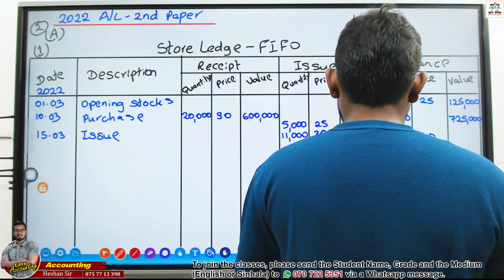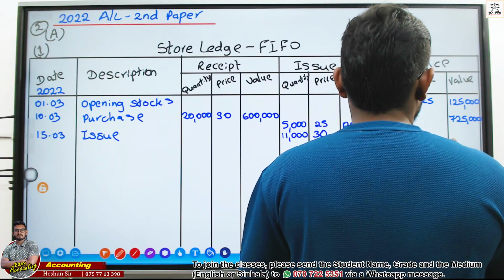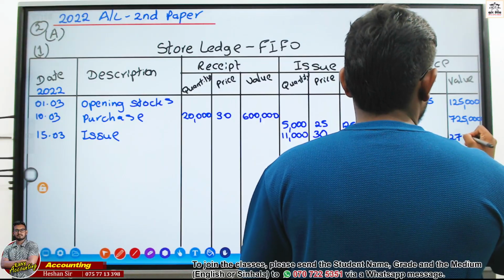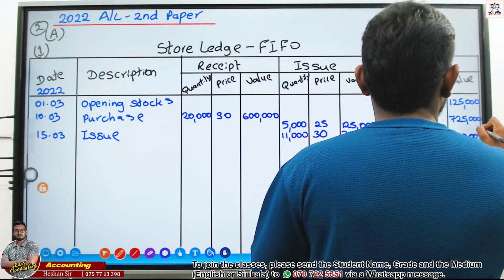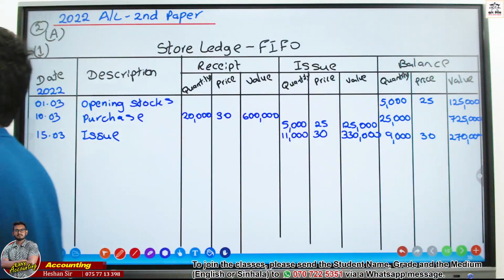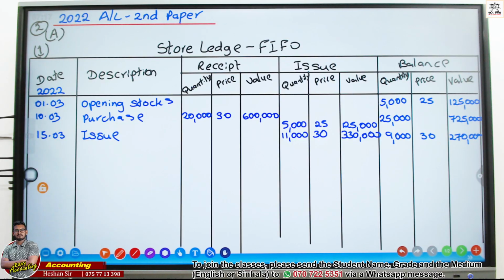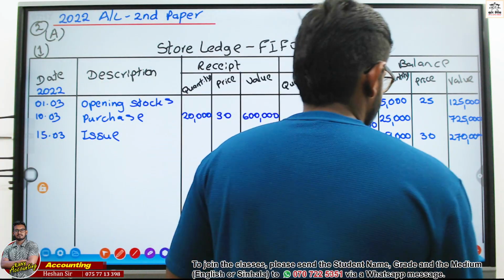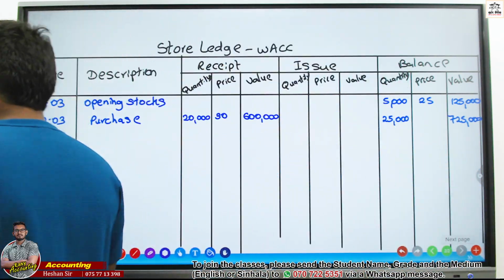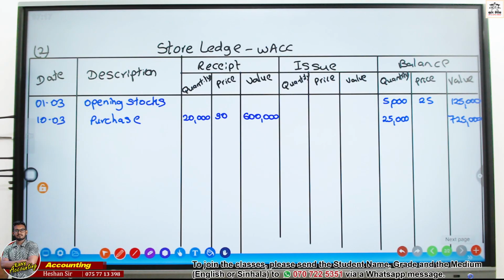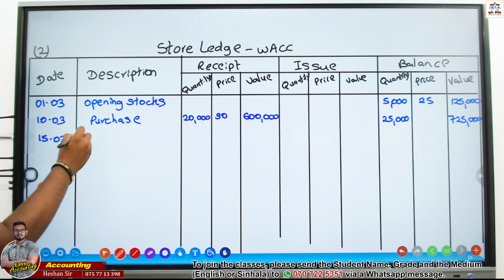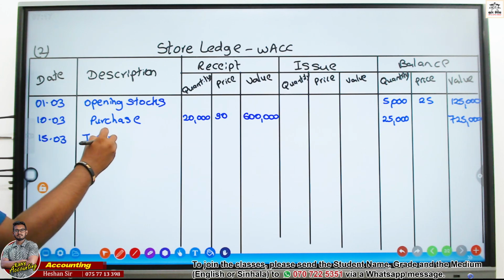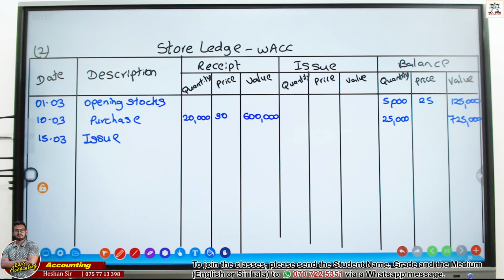9,000 inventory at 30 each, so that is 270,000. Under balance, price is not necessary. 270,000, right? But in VAC, that is 15th of March, we need to issue 16,000.